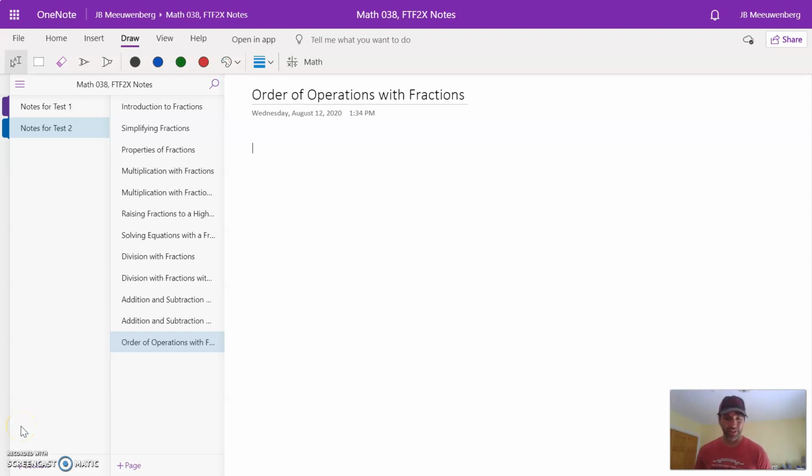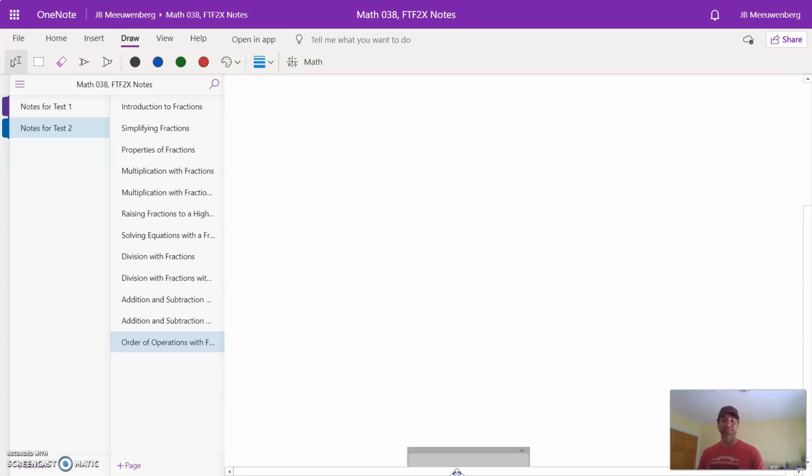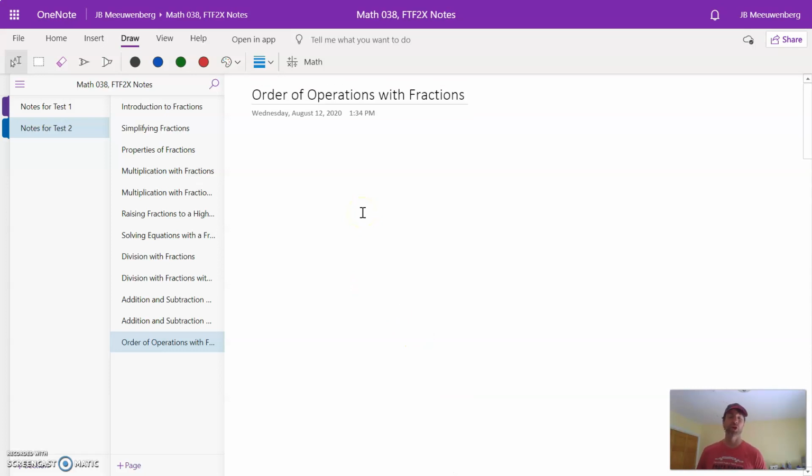Well, things are starting to get a bit more complex. Fractions. We've been talking about fraction operations. Well, now we get to do order of operations with fractions. We're going to start to see some algebraic expressions that need to be simplified that have fractions in them, but there's more than one operation to do.